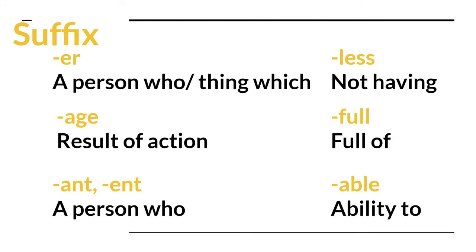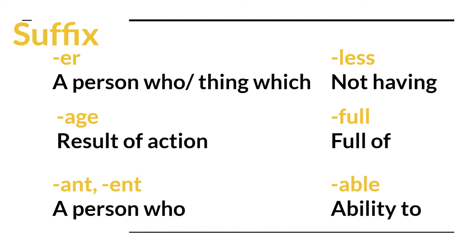Next one would be less, meaning not having. For example, Mr. Toby is a horrible person. He is friendless, not having any friends. Alright? So, next one would be full. Full of. Mr. Toby is prideful. That means he's full of pride, very arrogant. He looks down on everybody, doesn't think anyone is as good as him. This is why Mr. Toby is prideful and friendless.